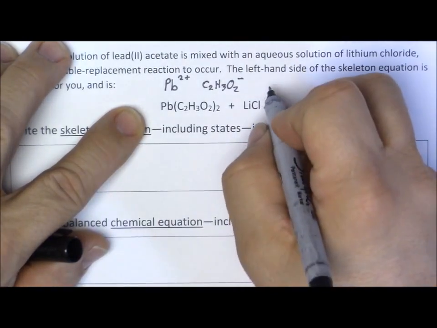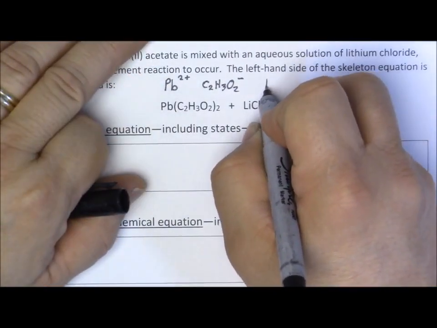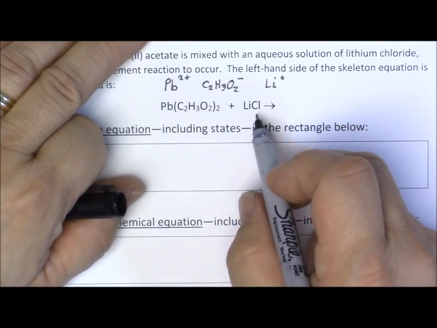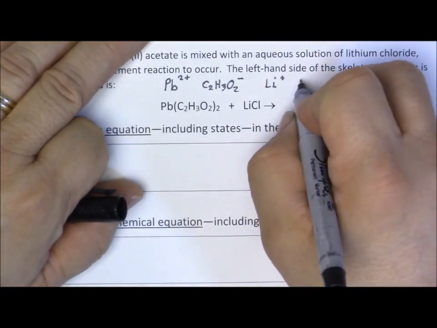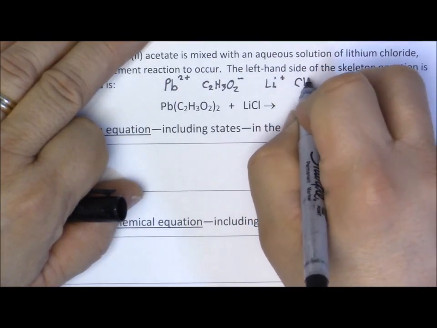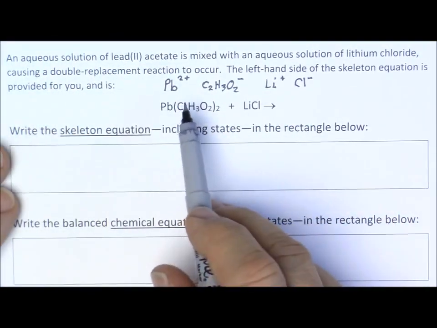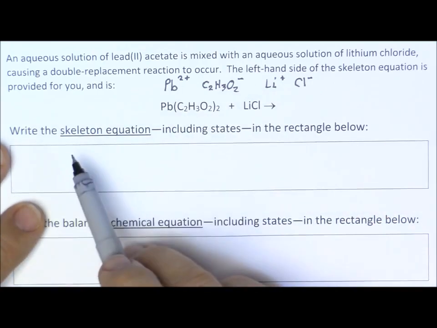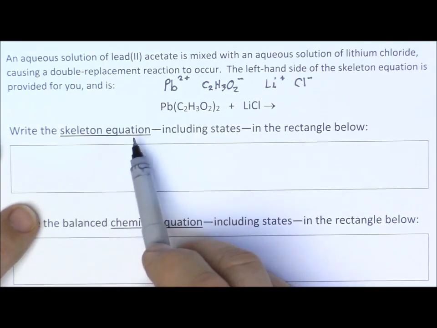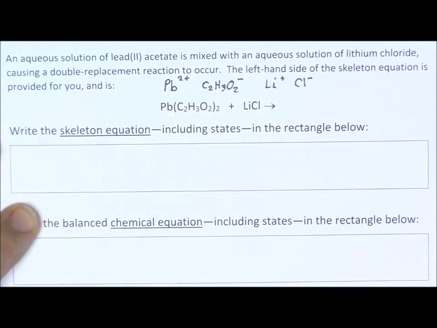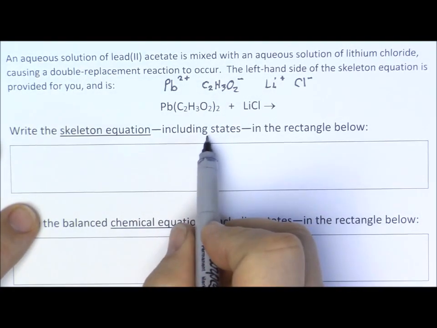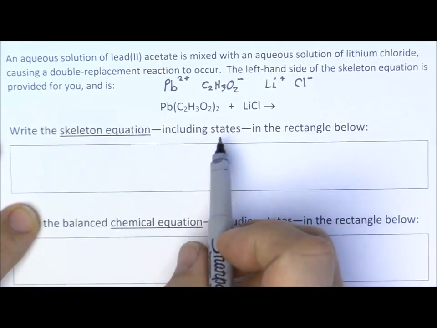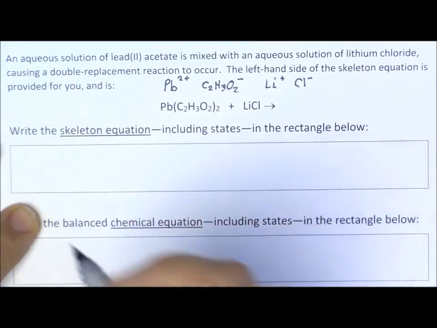Lithium, we know, is a group 1A alkali metal. That's easy. That's a plus charge on the lithium ion. The chloride ion has a minus charge. So there are our little crib notes for what ions are involved in this reaction. Let's go ahead and write in the skeleton equation, starting with the left-hand side that we've already been given. We're also asked to include states, so that will be a notation of aqueous, aqueous, and so forth.